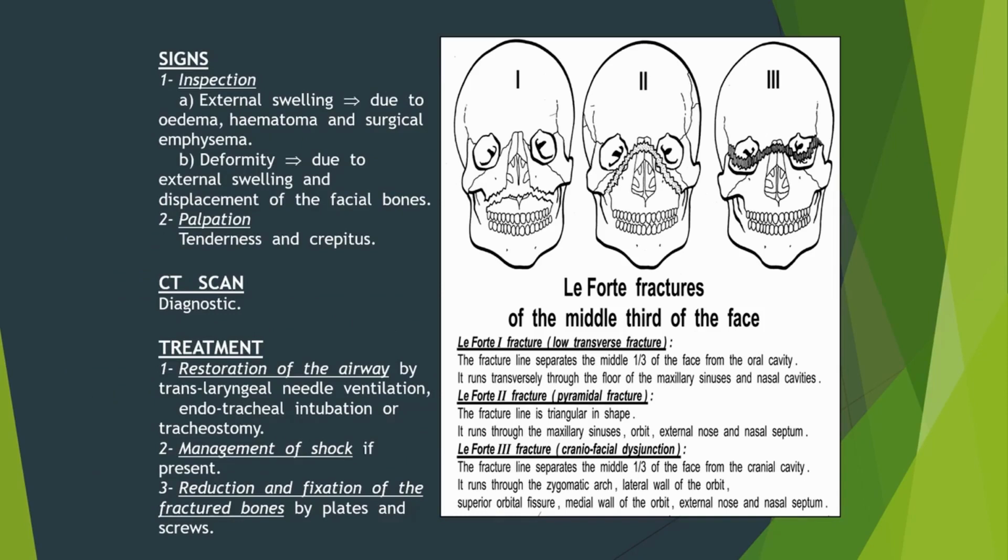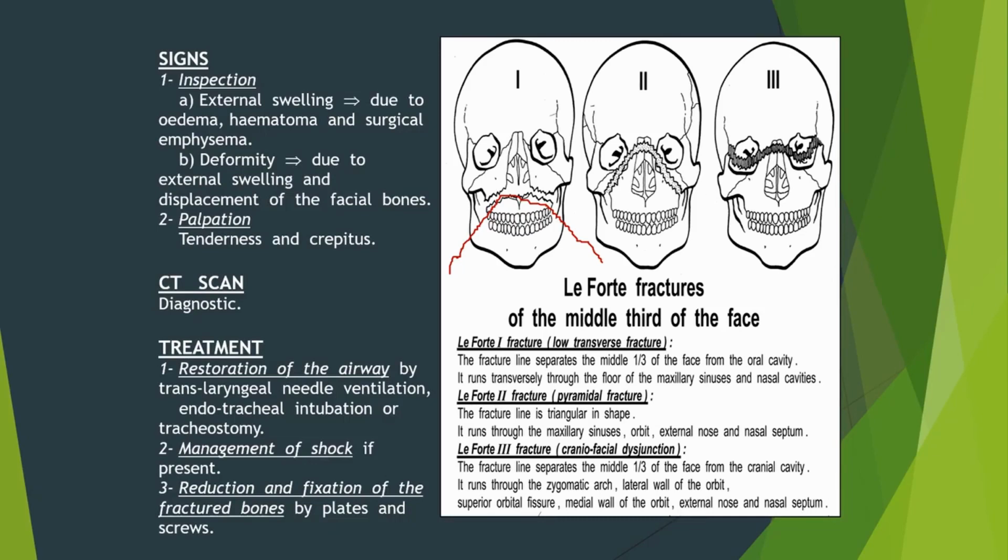On the right side, we will see a classification for paranasal sinus fracture. It is called Le Fort fracture, and it's classified into Le Fort 1, Le Fort 2, and Le Fort 3. Le Fort 1, you will see the line of fracture separates the middle third of the face from the oral cavity. It runs transversely through the maxillary sinus and the nasal cavities.